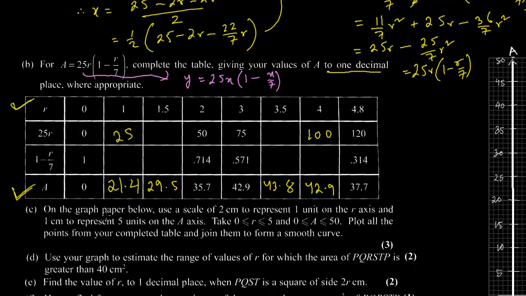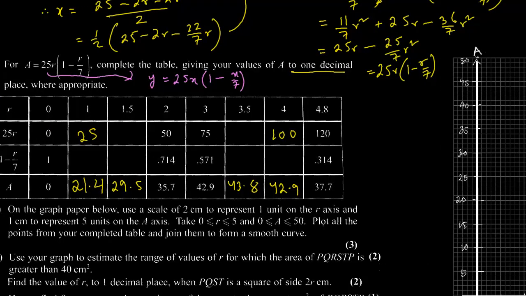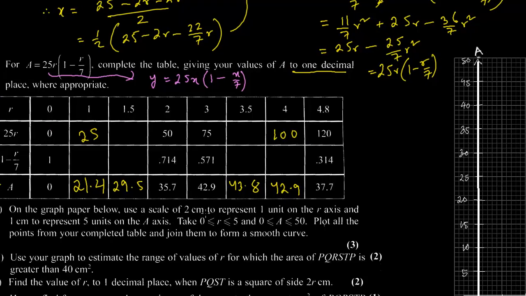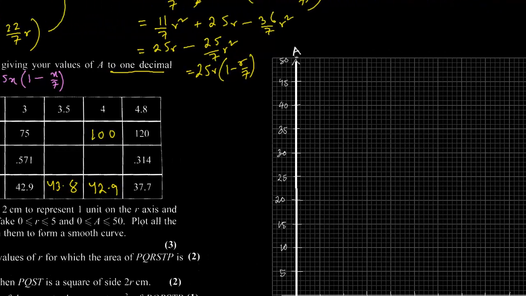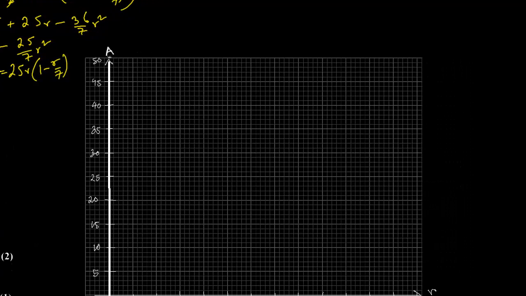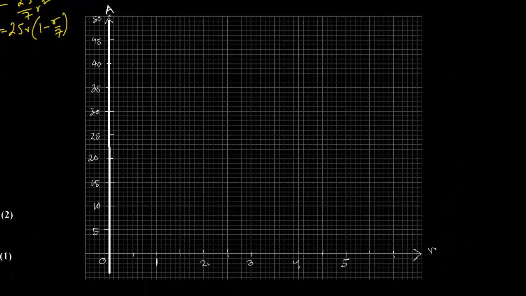Okay, question number C on the graph paper. They're telling us 2 centimeter. Remember, every square is 1 centimeter. So 2 centimeter means you have to use 2 squares for 1 unit on the x-axis. X-axis is the r-axis here. We need 0 to 5. And for the y-axis, every square represents 5 units. This would be printed nowadays, you don't have to worry about that. So this is what it would look like.